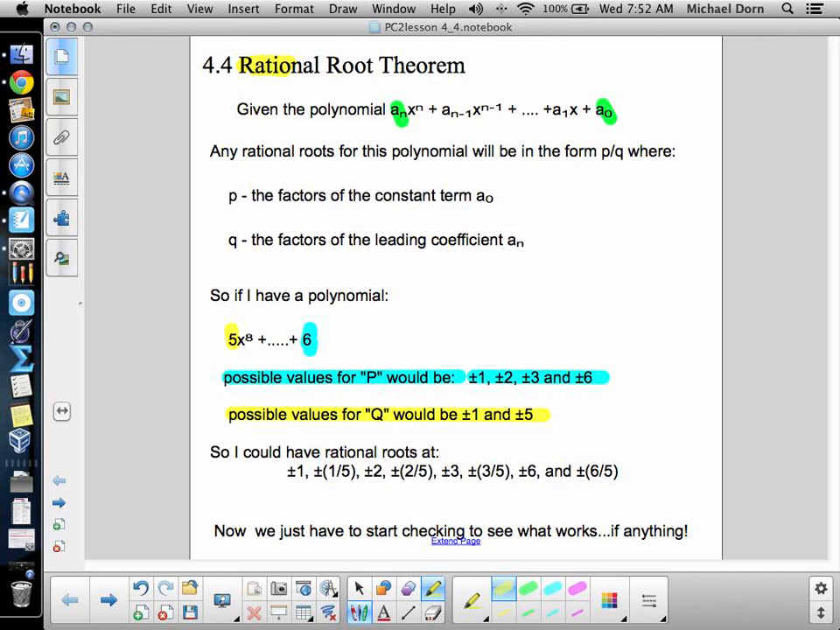So my total list of possible roots winds up being positive or negative 1, 1/5, 2, 2/5, 3, 3/5, 6, and 6/5. So from all the numbers that exist, which is infinite, and all the rational numbers that exist, which are infinite, we can narrow down our possible rational roots to those 16 values. 16 seems like a lot, but to go from infinity to 16 is quite a big reduction.